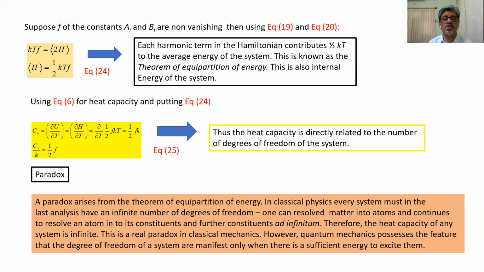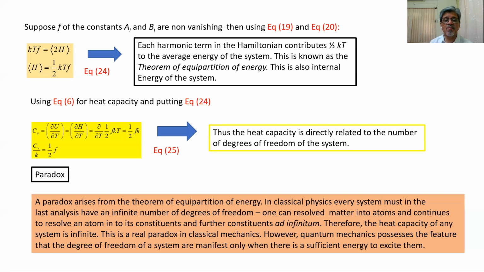The paradox arises from the theorem of equipartition of energy. In classical physics, every system must, in the last analysis, have an infinite number of degrees of freedom. One can resolve matter into atoms and their constituents, and resolve those further into constituents, ad infinitum. So we have a large collection of particles, with constituents of molecules, and their further constituents into atoms. Atoms can be divided into electrons, protons and neutrons, and further into their constituents. So there are an infinite number of particles possessing an infinite number of degrees of freedom. Therefore, the heat capacity of any system is infinite because infinite degrees of freedom can be assumed, and therefore f tends towards infinity, so C_V tends towards infinity.